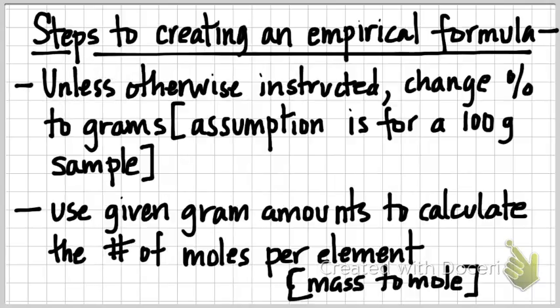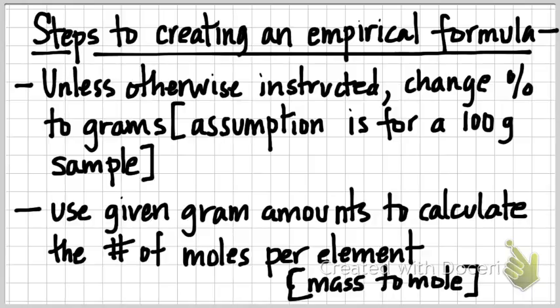Trying to figure out an empirical formula really sounds more complicated than it is. The steps to creating an empirical formula are the following. Unless otherwise instructed, you're going to change the percentage that is given to you for each of the elements into grams. The reason for this is the assumption is being made that you're dealing with a 100-gram sample. If it's going to be something other than 100 grams, I would tell you, and then there would be some slight changes to this, but you can go ahead and assume that any percentages given are going to be just straight out grams.